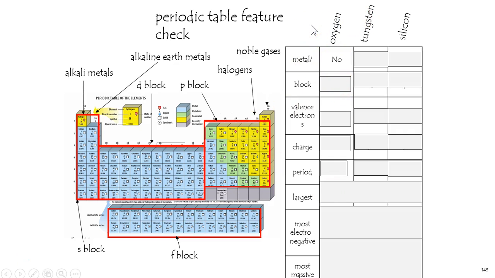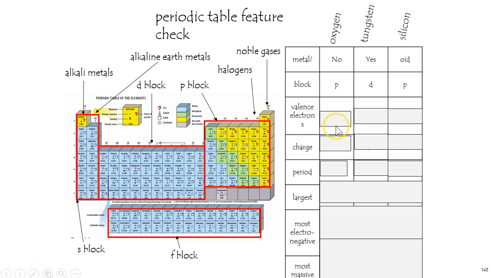Oxygen, is it a metal? No, it's to the right of the staircase, right there. Tungsten, W, left of the staircase, yes. Silicon, in the green region on the staircase, best answer is metalloid. What block we talking? For oxygen, P. For tungsten, D. For silicon, P.